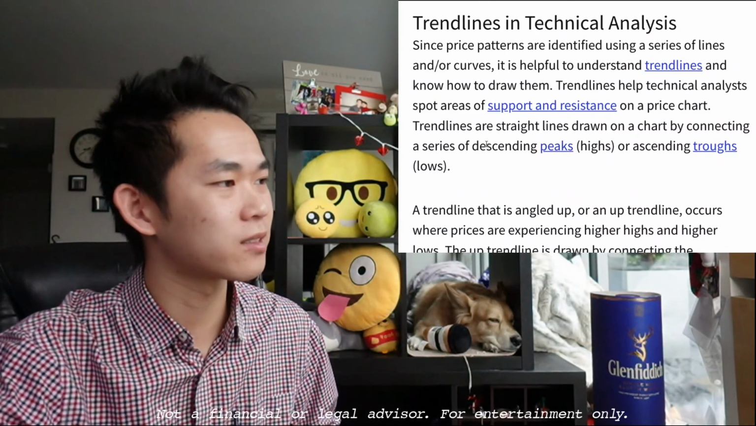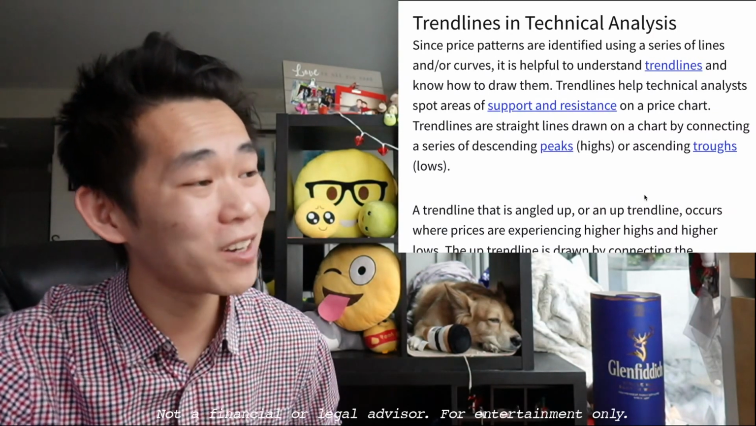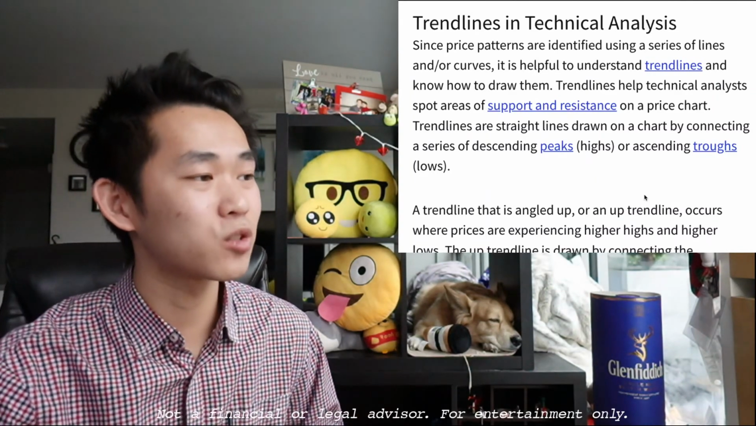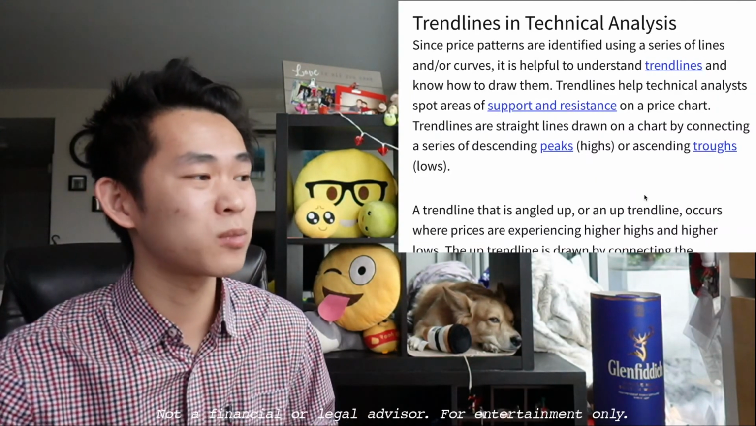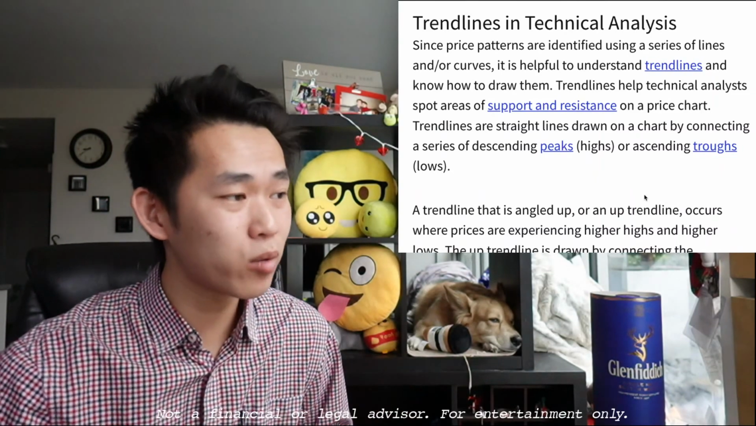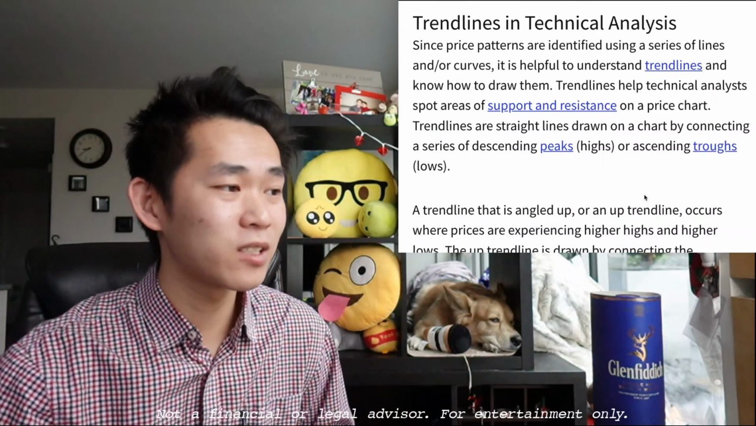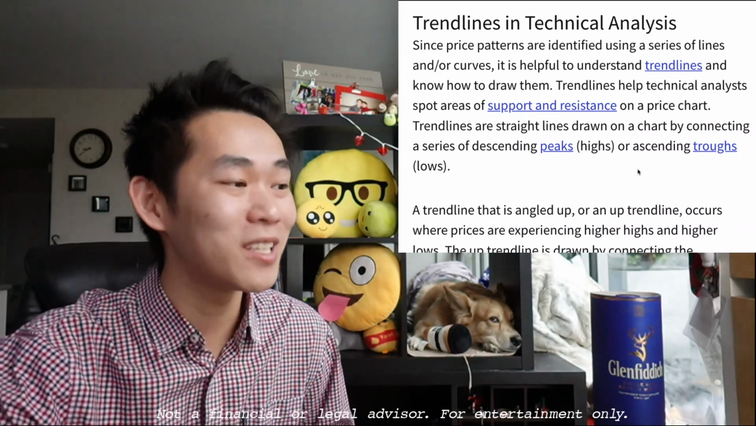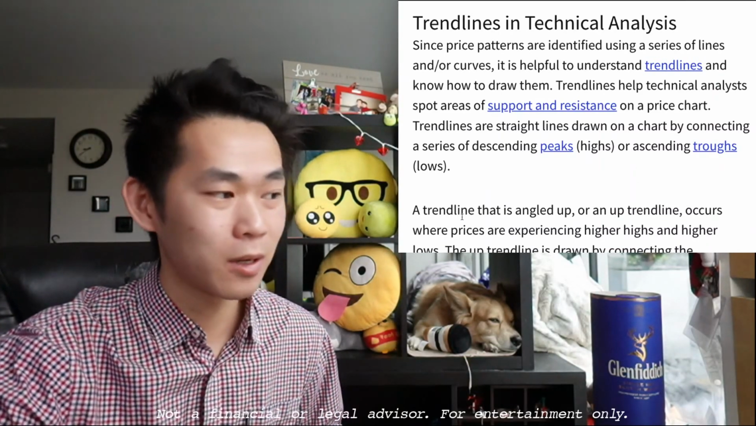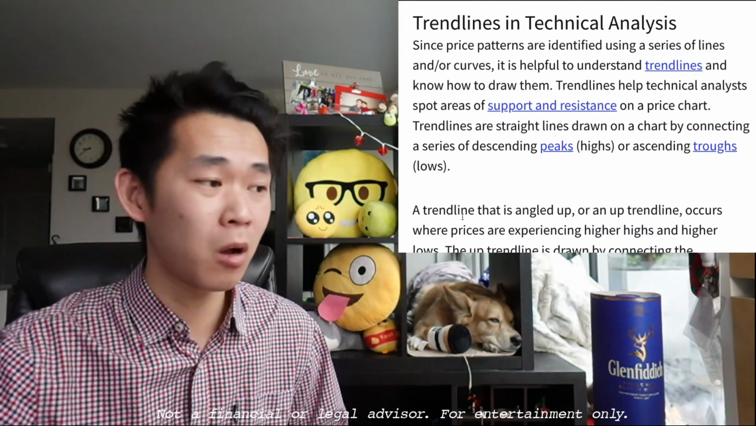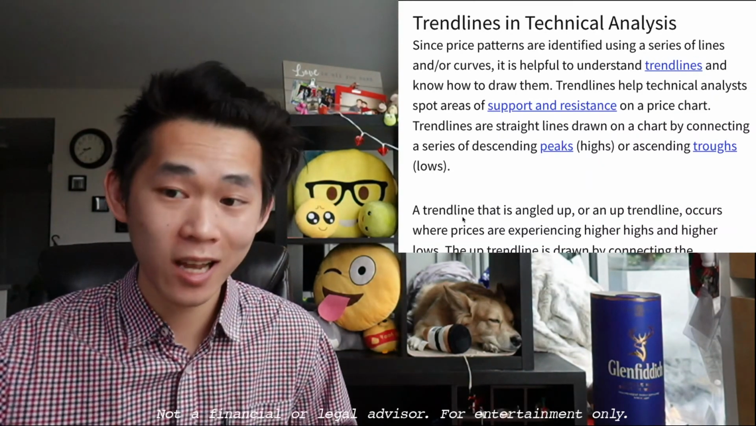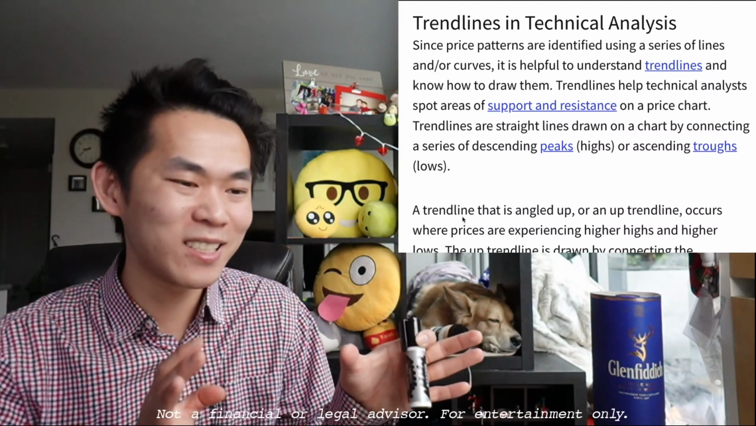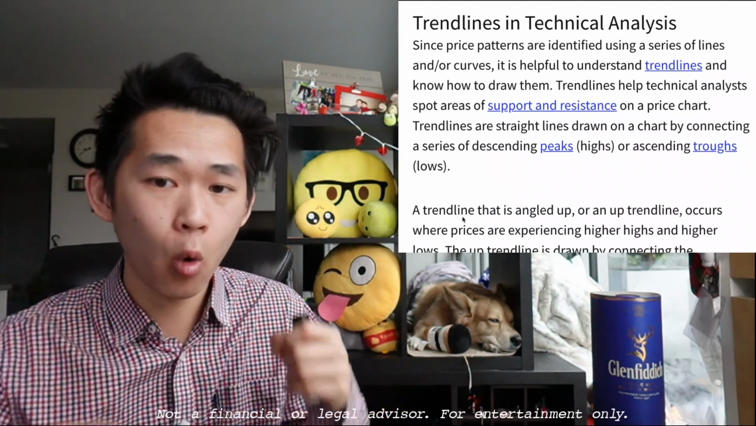Trend lines and technical analysis. Since price patterns are identified using a series of lines and curves, it's helpful to understand trend lines and how to draw them. Trend lines help technical analysts spot areas of support and resistance on a price chart. Trend lines are straight lines drawn on a chart by connecting a series of descending peaks or ascending troughs, right? So this is all of the similar channels that I draw from time to time based on how I see the momentum of a stock moving upward or downward.